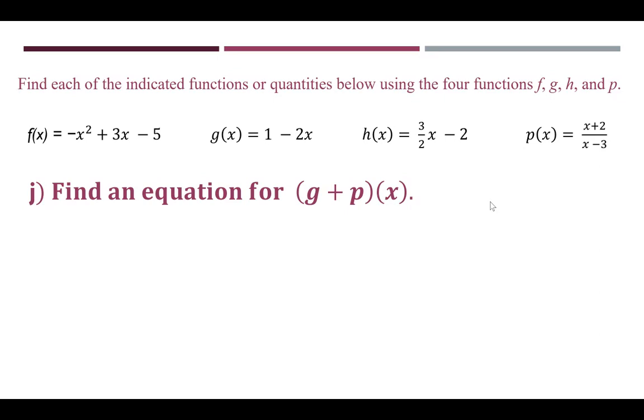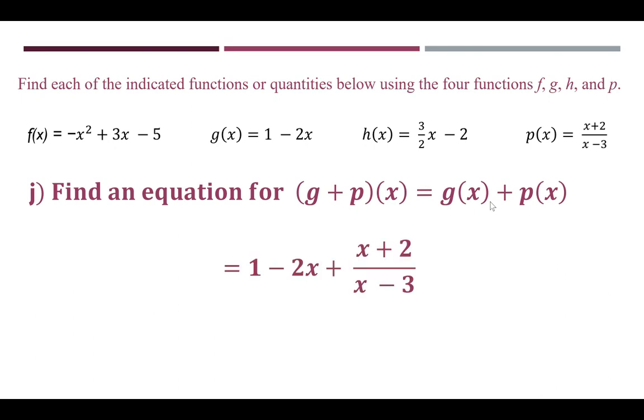Next, we'll find an equation for g plus p of x. That simply means we're going to take g of x and p of x and add them together. So we get 1 minus 2x plus the fraction x plus 2 over x minus 3. I could get a common denominator and combine all of that together, but I think you get the point.